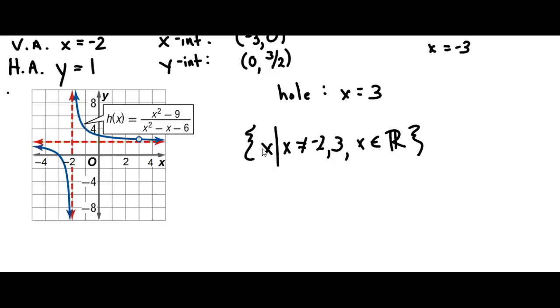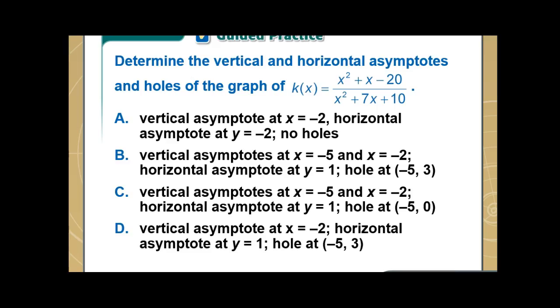So that concludes this tutorial. I'm going to have you try a question real quick. See how you can do on this one, determining the vertical and horizontal asymptotes and the holes of this function k of x. Thanks for watching, and we'll pick it up and finish the lesson.